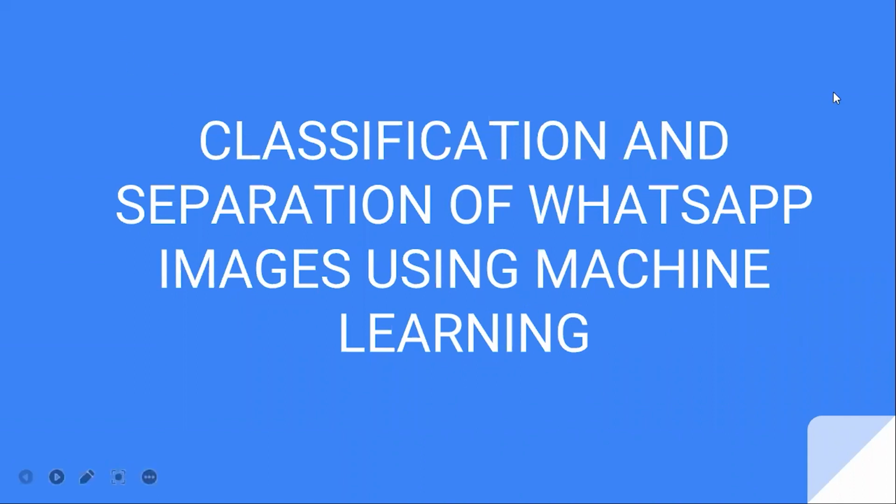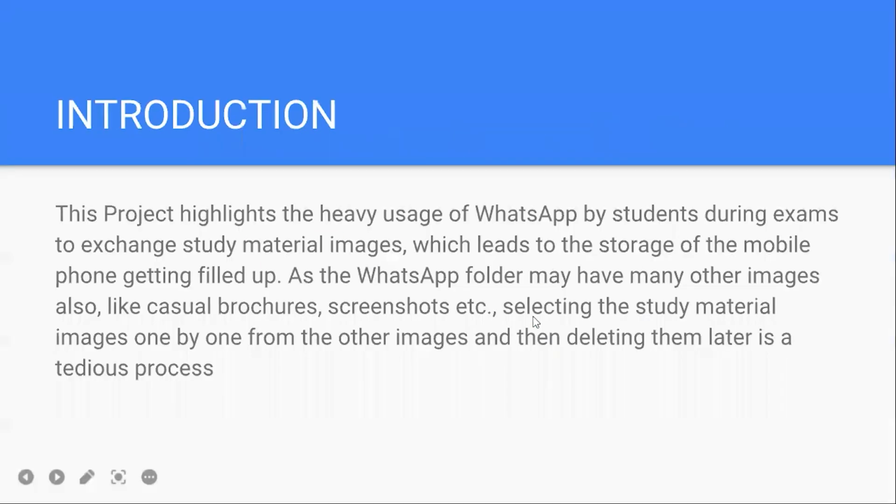Explain about classification and separation of WhatsApp images using machine learning. In this internet age, WhatsApp has become quite famous due to its ease of use and it has replaced almost all other messaging apps. During exams, students heavily rely on WhatsApp to exchange study material images and the storage of mobile phones gets filled up, as the WhatsApp folder may have many other images too. Selecting the study material images one by one from the other images is tedious.